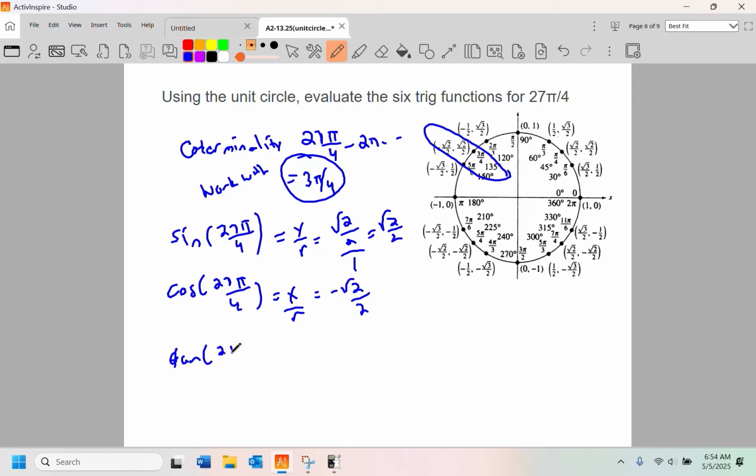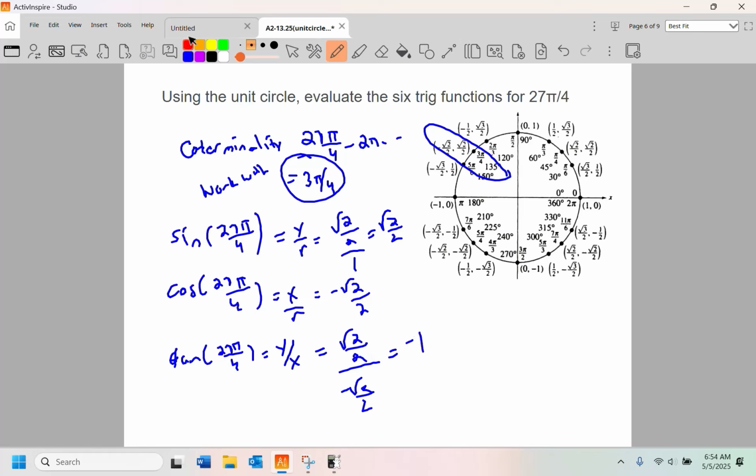The tangent of 27 pi over 4. I'm going to do y over x. So this is going to be a positive root 2 over 2 divided by a negative root 2 over 2. And this is something divided by its negative self, so it's negative 1.